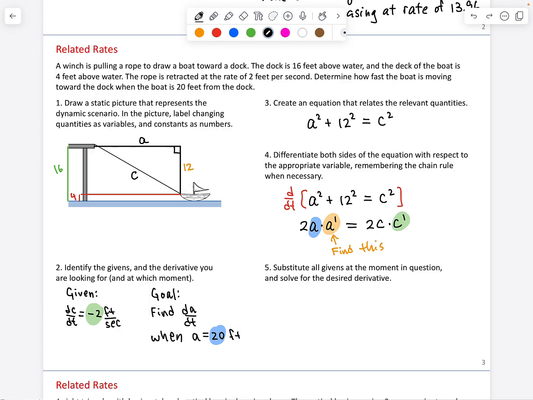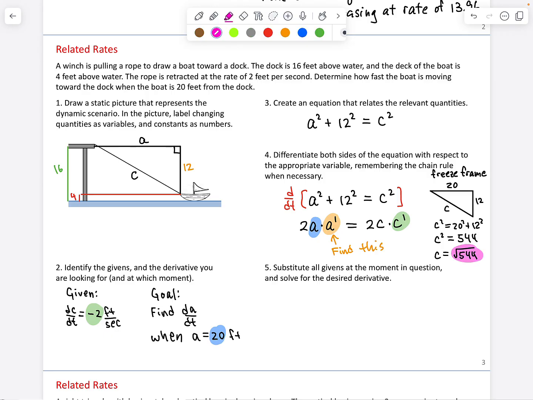Well, sometimes the way to do this is to draw a quick snapshot of the scenario at this moment in time. In other words, when a is 20, and the height is always 12. So at this moment in time, I'm actually able to find the value of c. This is basically a freeze frame of the scenario when a is 20. I can find the value of c. c squared is 20 squared plus 12 squared, which will be 544. So c is the square root of 544.